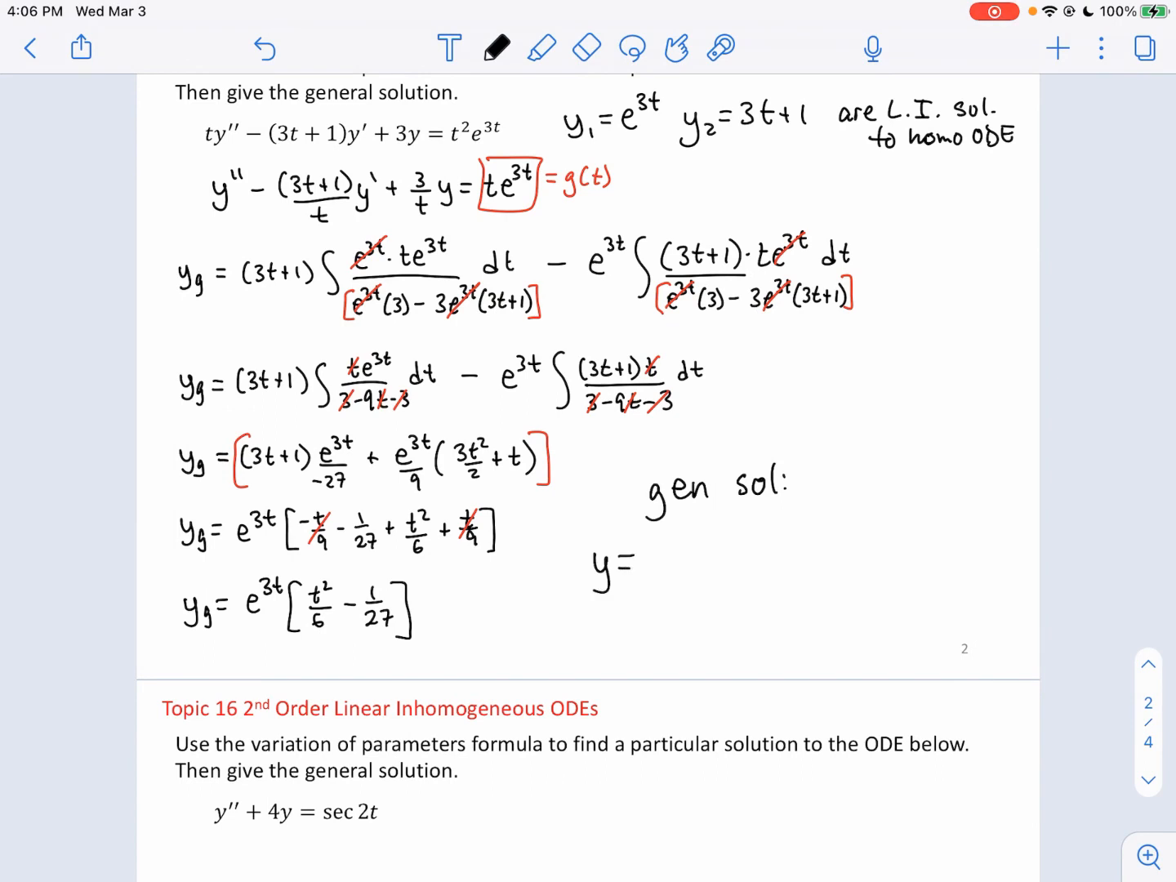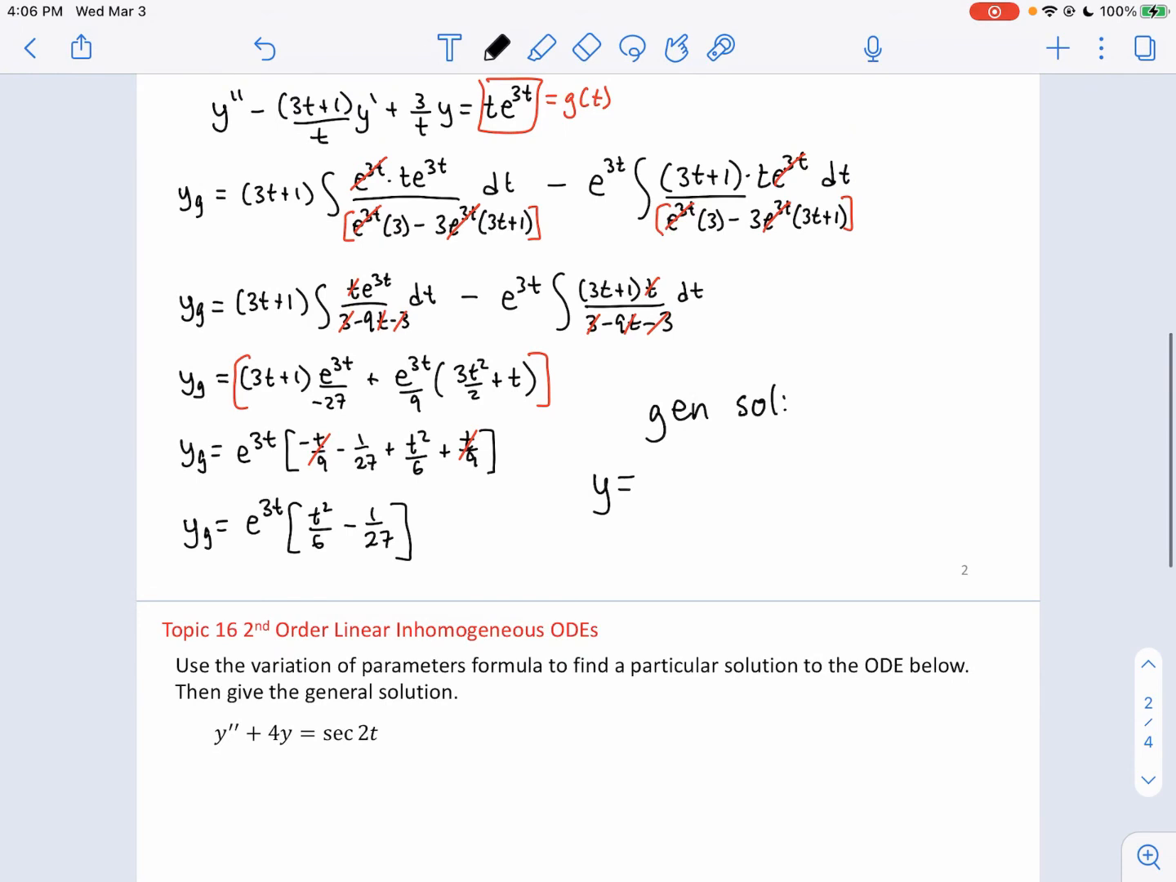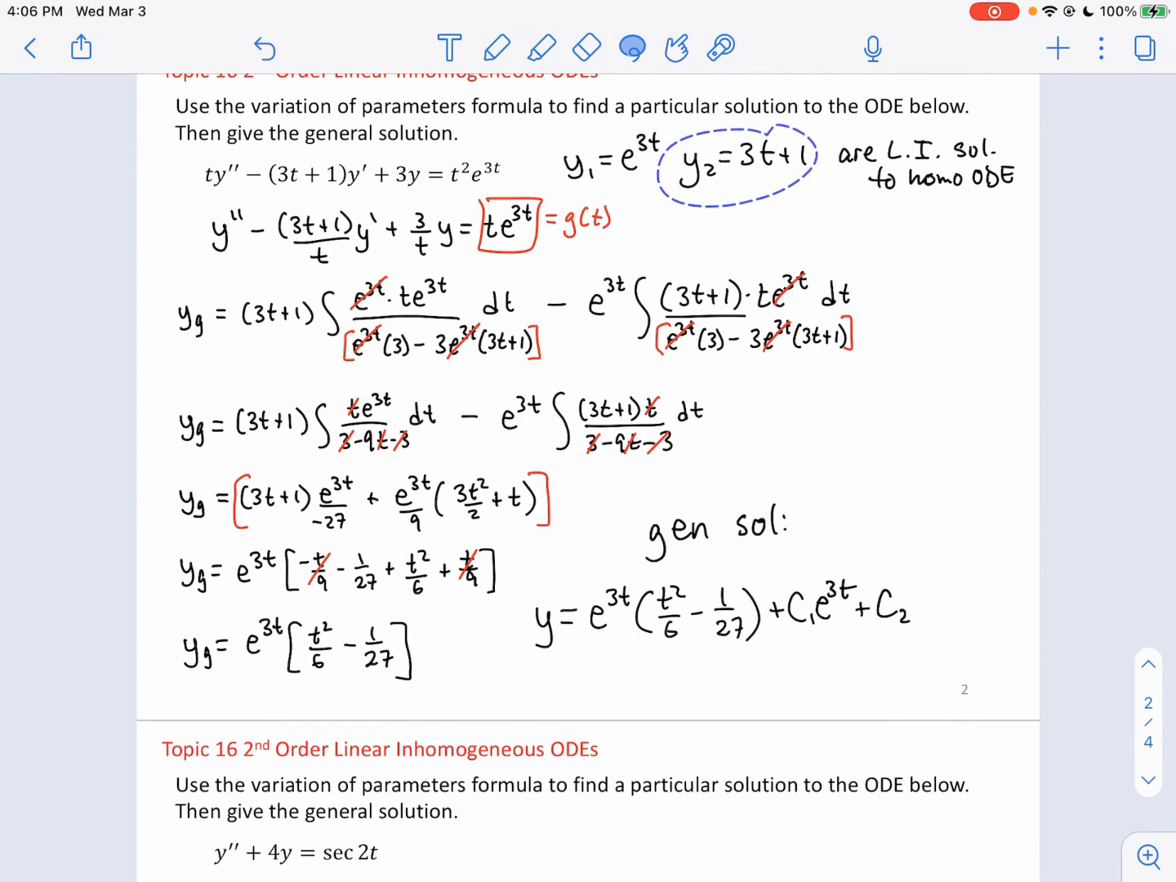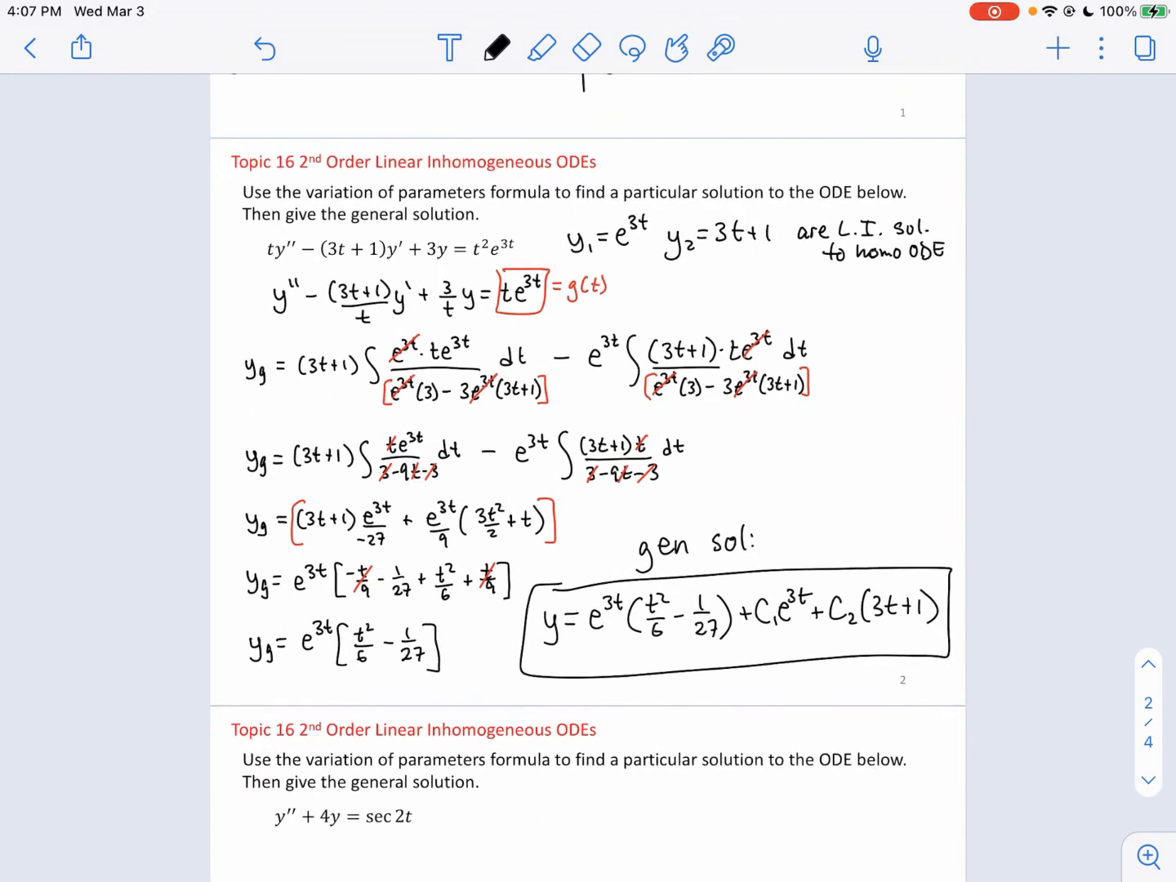is y is equal to, we begin with the particular solution y sub g, which is e to the 3t times t squared over 6 minus 1/27, plus an arbitrary constant times the first of our two linearly independent solutions to the homogeneous version, so plus a constant c1 times e to the 3t. And then plus an arbitrary constant times the second solution to the homogeneous version, so 3t plus 1. And there's our general solution.